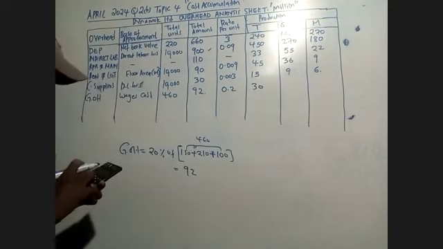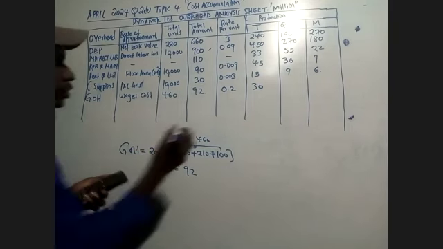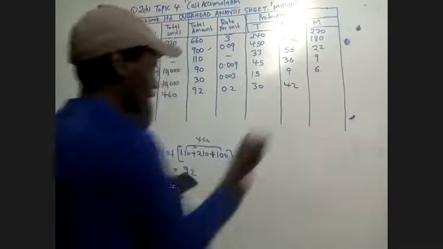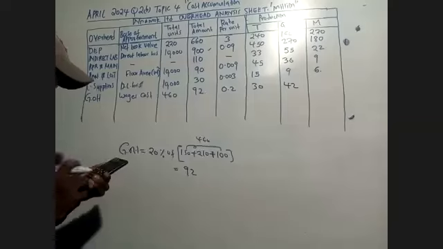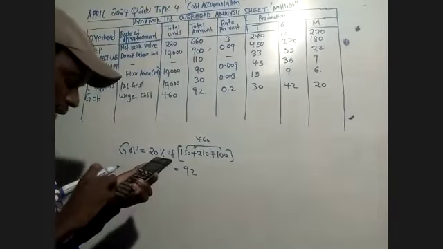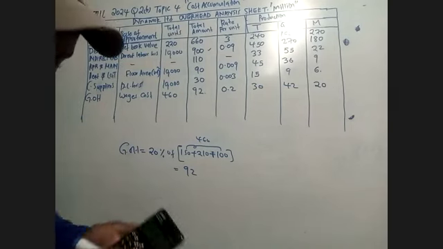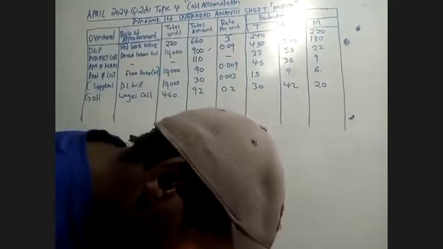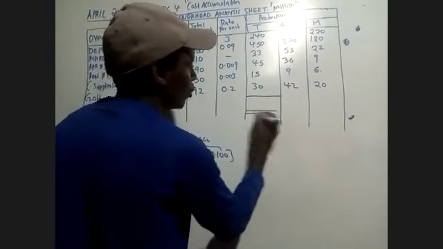Then 210, which is 42. Then to finish, the last one, 100, which is 20. We take 30 plus 42 plus 20, 92. Now we have finished everything. This is the primary, so you add them together. This one is the primary overhead.